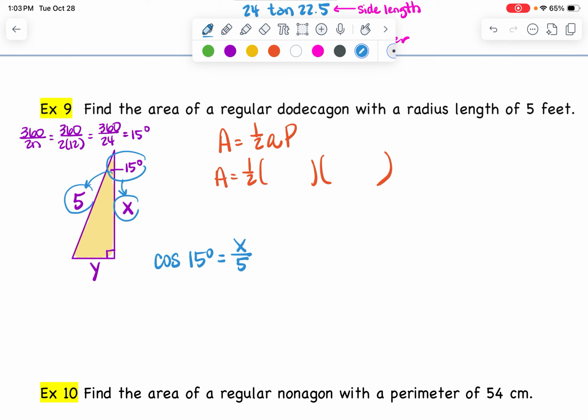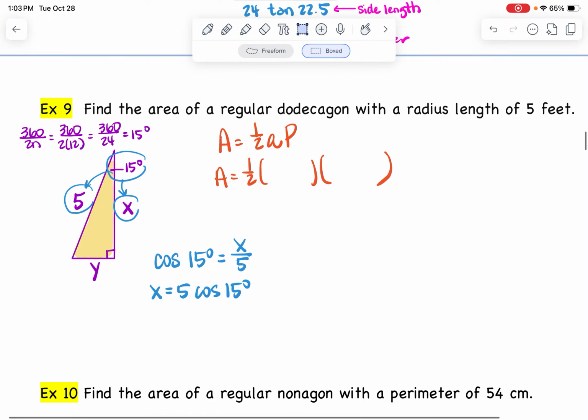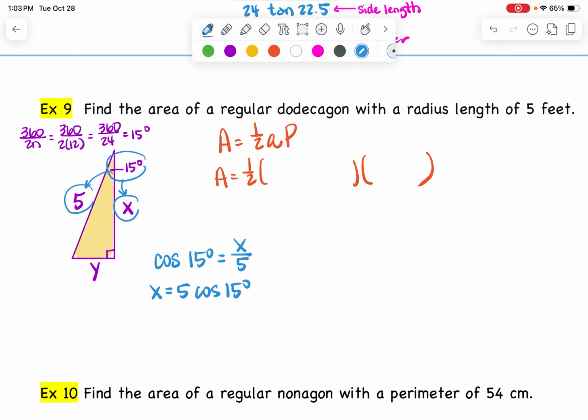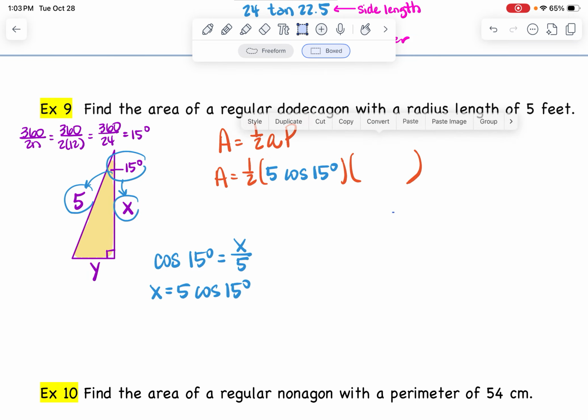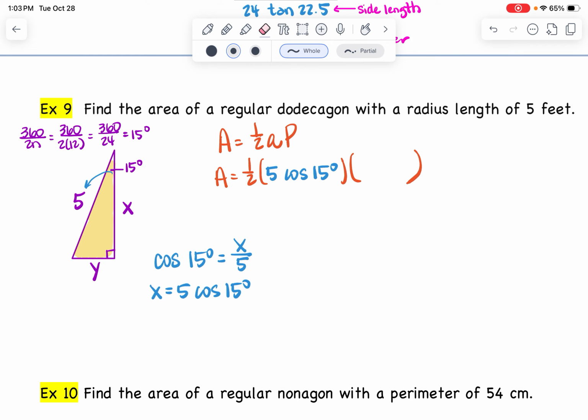Adjacent over hypotenuse, which means X equals 5 cosine 15. So I'm going to put in, that's my apothem, 5 cosine 15 degrees. All right. Now I've got to go find the perimeter, which is going to be very similar to what we had to do last time, right?